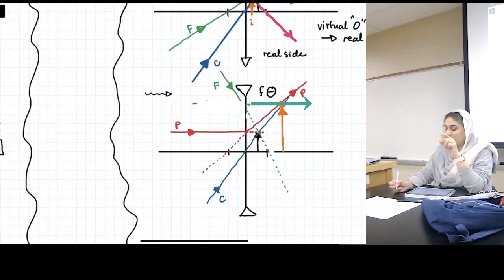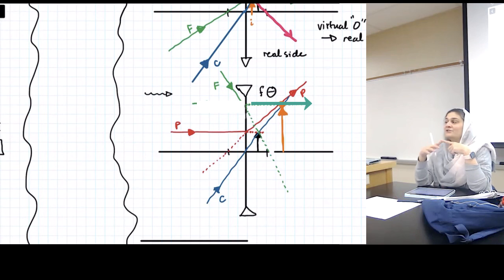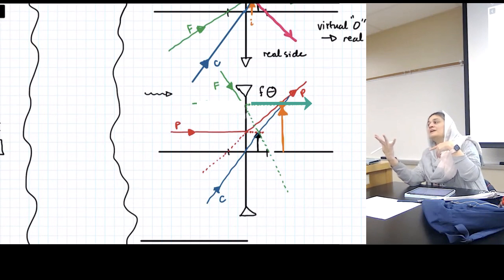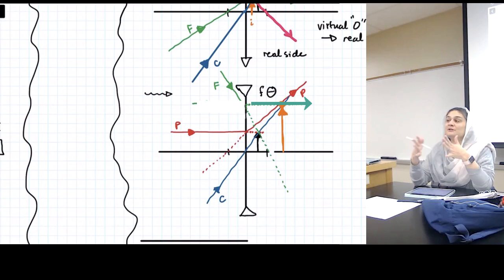Now, is this going to be a real image or a virtual image? This is a virtual object for a lens, and it's on the real side of the lens. So again, it's a virtual object that gives you a real image.